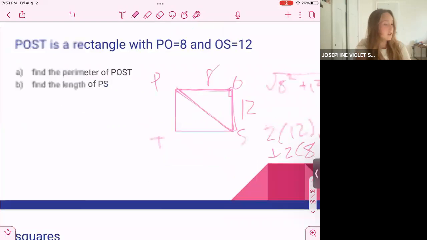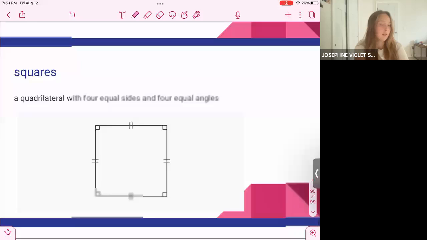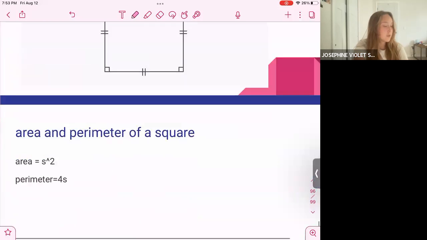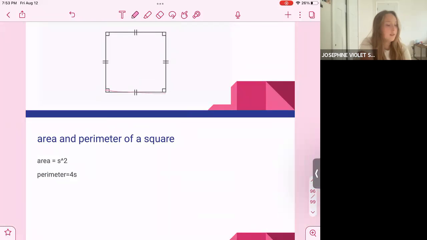Let's get into our final quadrilateral, which is the square. Very, I would say overrated shape, not gonna lie, but it has its ups. A square is a quadrilateral with 4 equal sides and 4 equal angles. And you guys know what it looks like. So real quick, area and perimeter formulas. If you only have one side length, then the area is just equal to side length squared. And it's called squared because it's the area of a square.